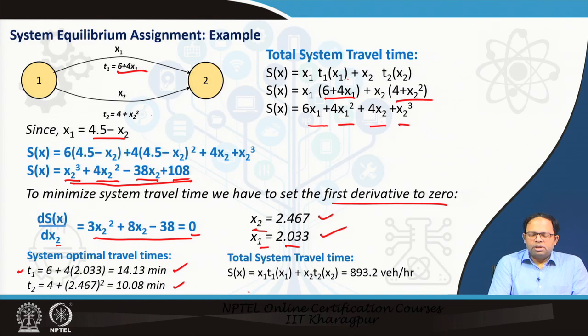And when I compute the total system travel time, using x1 into T1 plus x2 into T2, we get 893.2 vehicle-hours per hour, which is less than the usual equilibrium assignment, where we were getting something around 930 if I remember correctly. So, that is a reduction in the total system travel time from the usual equilibrium.